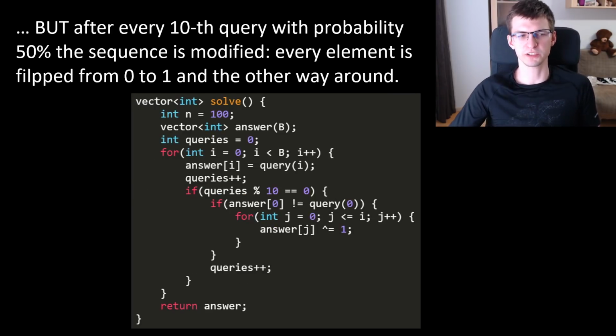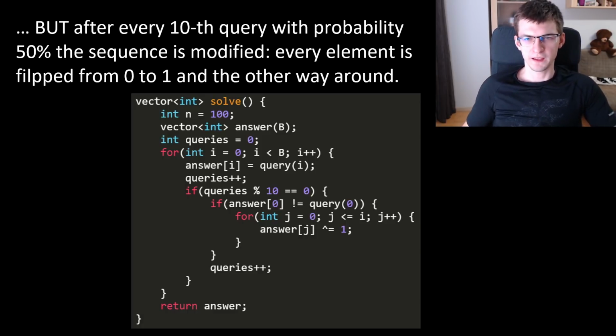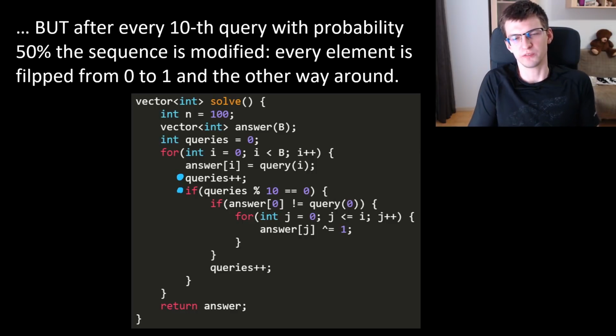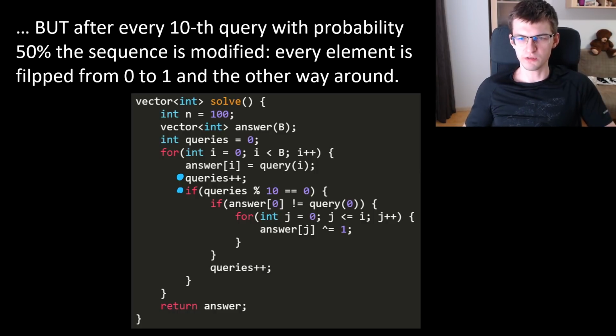So what about just one type of modification? After every 10th query with probability 50%, the sequence is modified by flipping every bit from 0 to 1, from 1 to 0. Then we iterate through the array again. We count the number of queries already asked, and if that count is divisible by 10, this is that line, then we ask about, for example, the very first element again, query of 0, and we check if it's different from what we remember as answer of 0. This is that if, then we iterate through the whole prefix already visited, and we flip those bits, because we know their states changed.